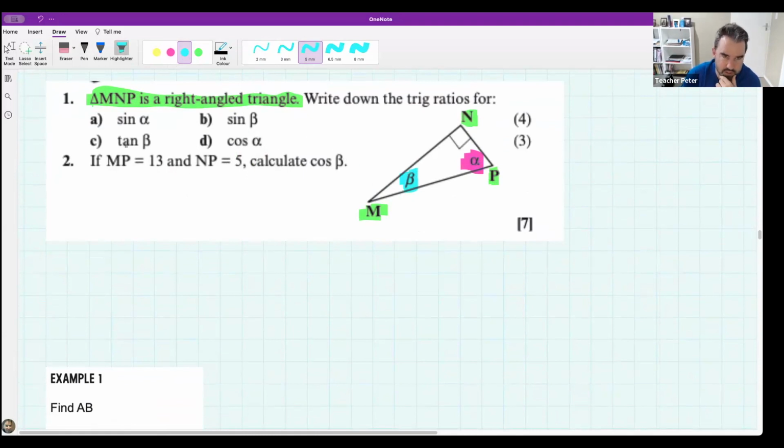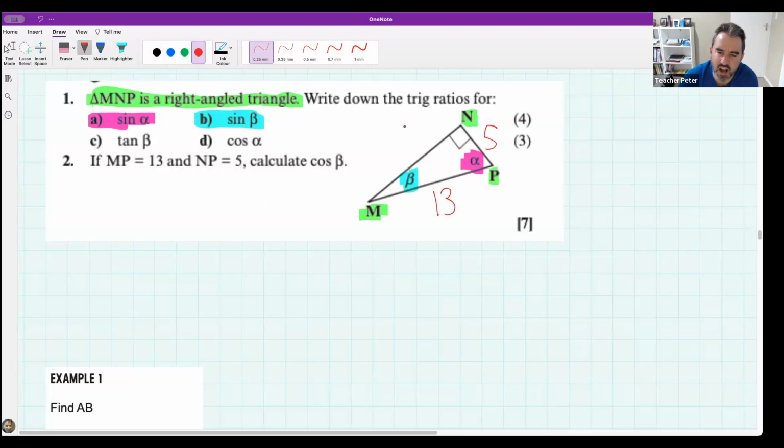I want you guys to find me the sine of alpha, and, in fact, let me keep it in the colors that we're using here, I want you to find me the sine of beta using just this drawing. Write down the ratios. No, let me put these values in, sorry. It says MP is 13. So MP is 13. NP is 5.